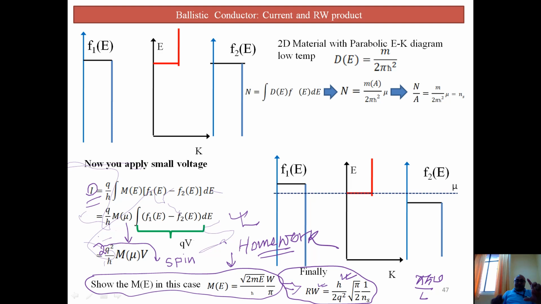Why? Because just go back and check what I told: if you have a ballistic conductor and it really doesn't suffer any scattering, right? Then your electron will transfer from position 1 to position B immediately.